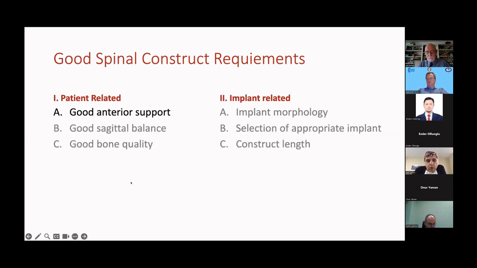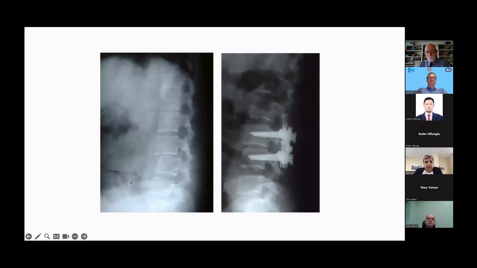So I will try to talk about these items now. Probably the most important factor is the presence of the ventral vertebral column. I mean anterior support. In degenerative cases, for example, in this case, we have anterior support. This is not like a burst fracture. This is so because we have good vertebral body integrity, but there may be spondylolisthesis. In these cases, you may not address the anterior vertebral body.